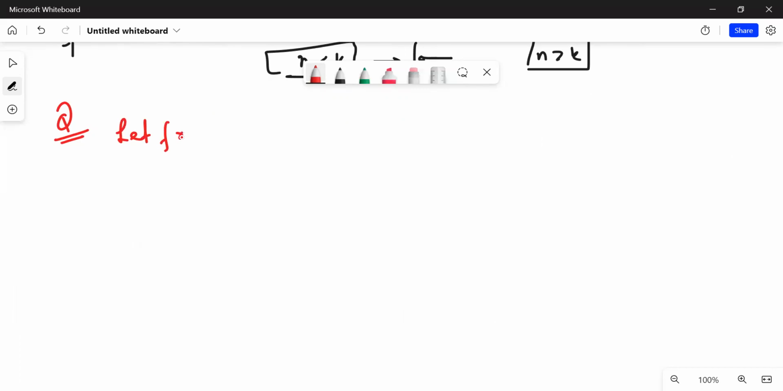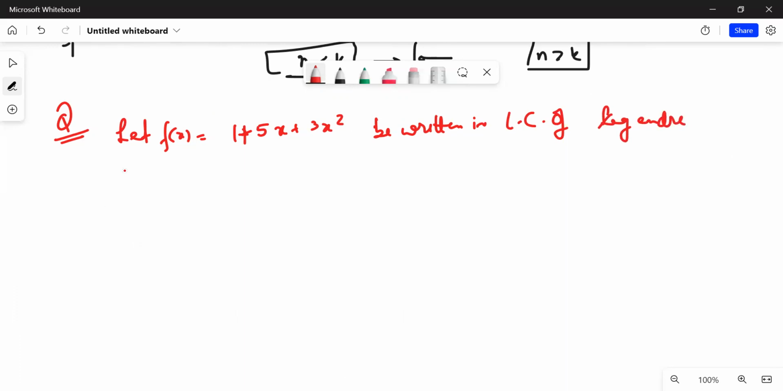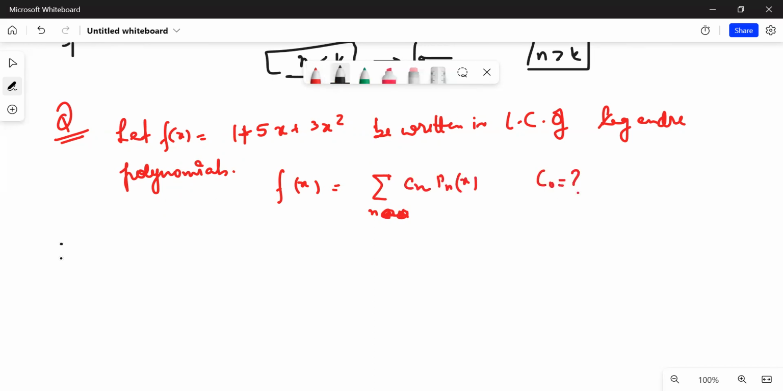So let f of x equal to 1 plus 5x plus 3x square be written as a linear combination of Legendre's polynomial, such that I can write my f of x equal to the summation over n from 0 of cn Pn of x. We have to find the value of c. I think I've done this question previously, but let us do it all over again.